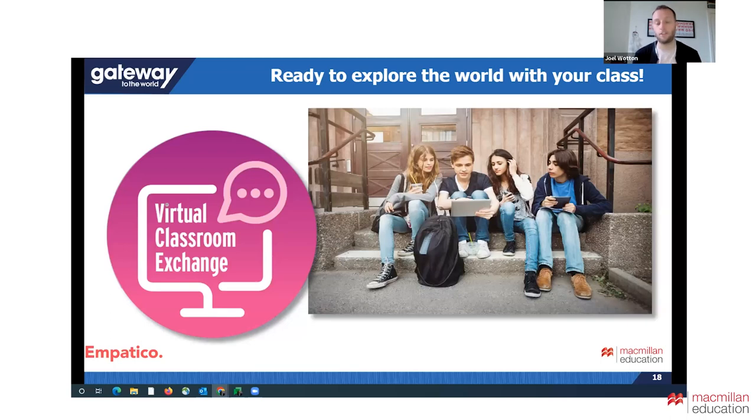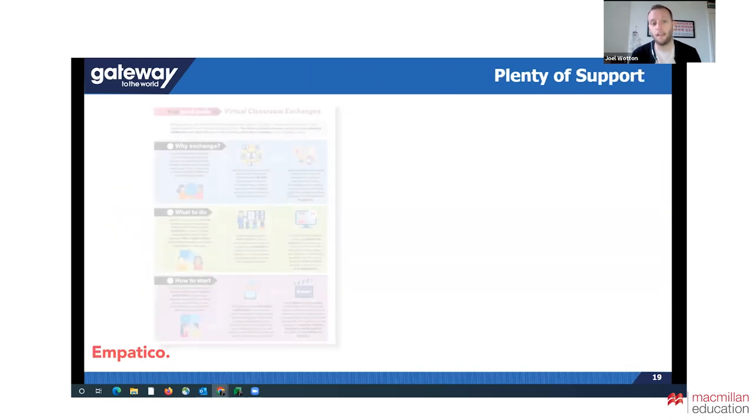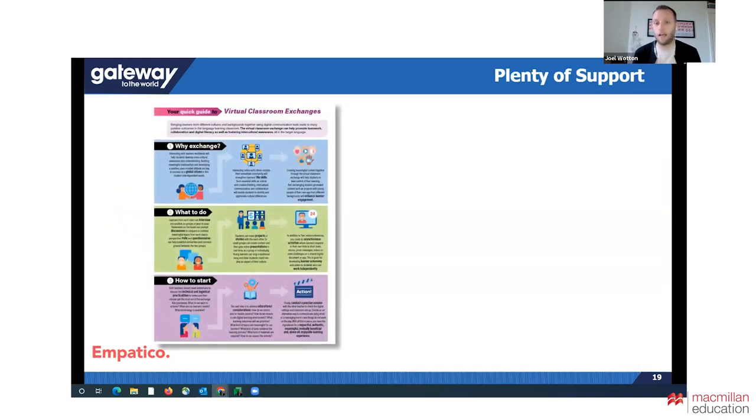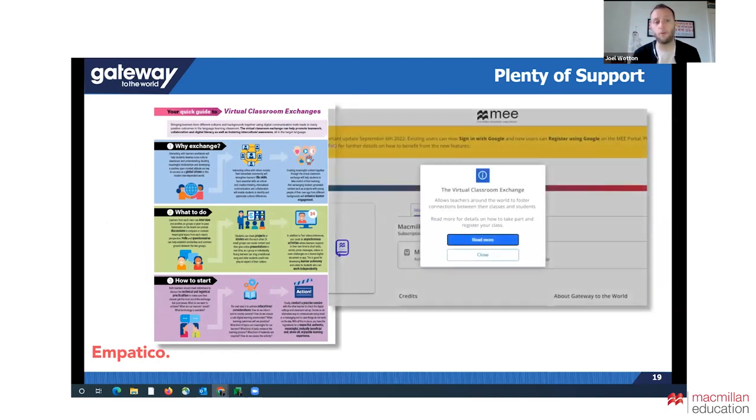And those skills that students can develop are so, so, so important. We really believe that once your students have completed one exchange, they'll want to do more and more, and you can connect with classes from different parts of the world. It might sound overwhelming, but don't worry, there is plenty of support available at all times.